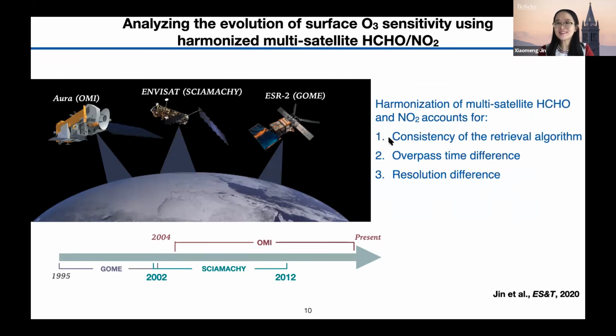In order to ensure consistency across different satellites, we have developed a new method to harmonize these satellite observations for formaldehyde and NO2. This harmonization algorithm accounts for 3 potential issues that can lead to discrepancies across different satellites. This includes the consistency of the retrieval algorithms, the difference in overpass time, and also the difference in resolution. For the interest of time, I'm not going to talk about the details of the harmonization, but just want to show you the results that are based on the satellite-based formaldehyde to NO2 ratio.